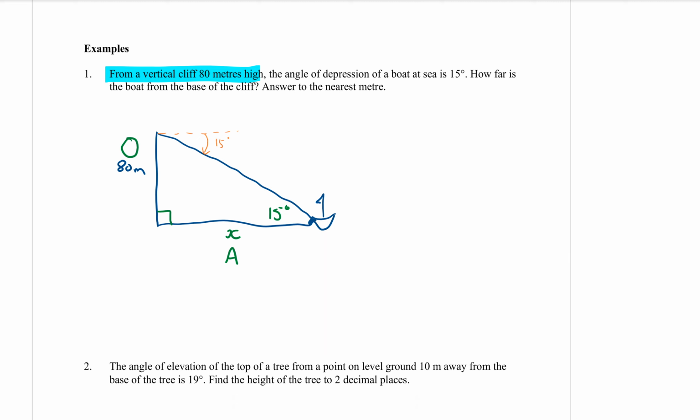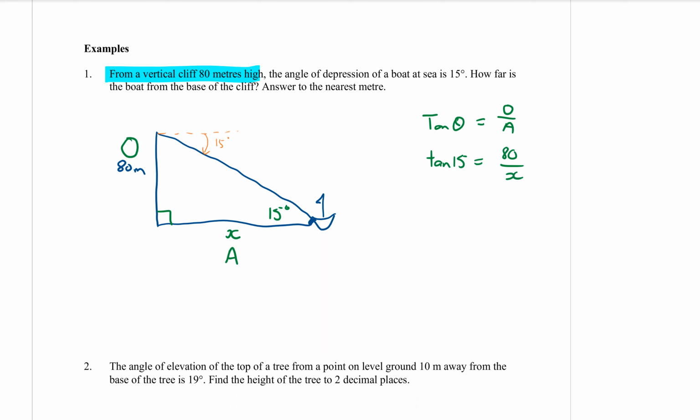Okay, so the O and the A is for tan, T for tan. So we write the formula down. Tan theta equals O over A. Then we sub in. The theta is 15. The O is 80. And the A is X.